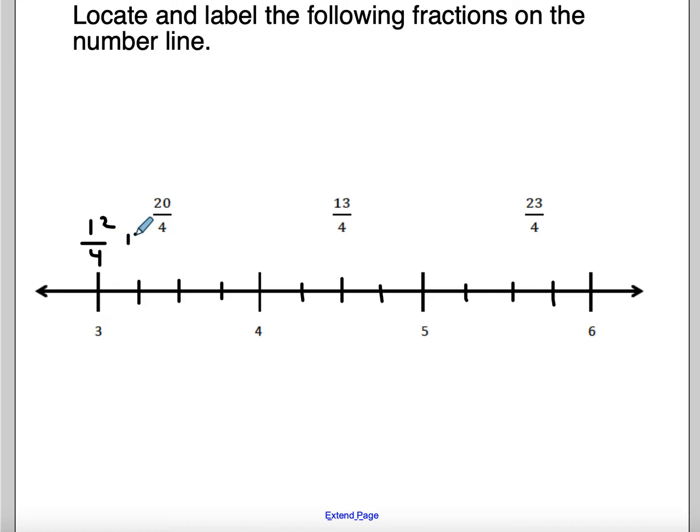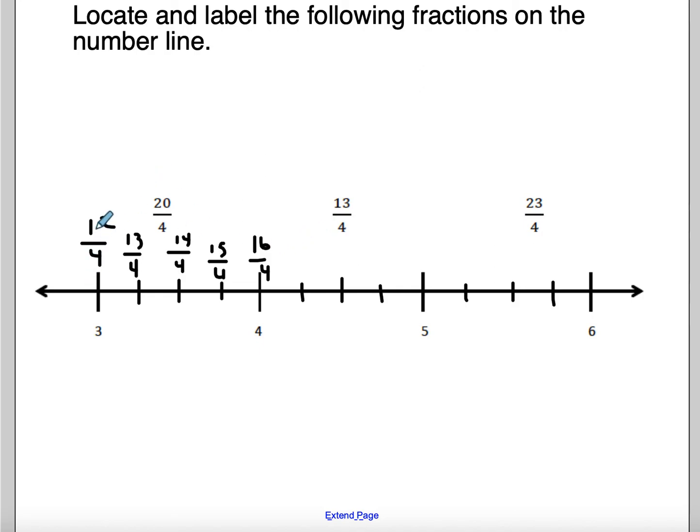Next would be 13 fourths, 14 fourths, 15 fourths, 16 fourths. So it's my next whole. I'm not going to do the rest because I don't want to label everything. That'll just take too long. But I do want to label my whole so that I have a benchmark to look at.